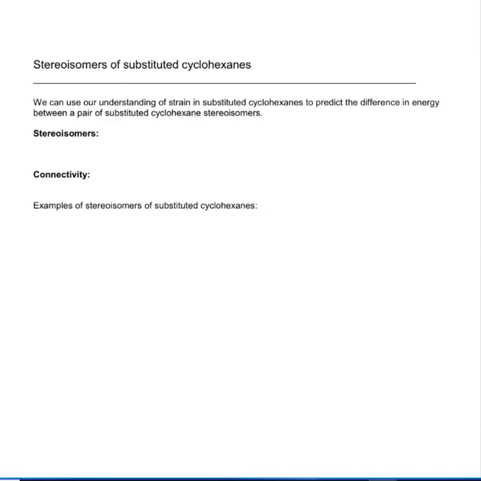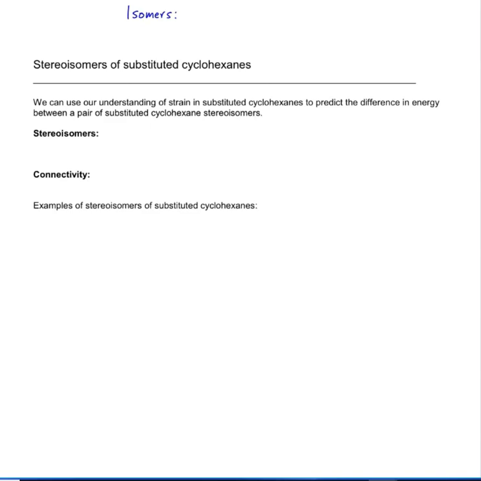Now we're going to take the information that we learned in the previous video about gauche butane interactions that can exist when you have methyl groups and other groups attached to cyclohexane, and we're going to use that to solve a problem. Before we get into this, we need to review a few terms and learn a new term. First of all, I want to remind you about isomers.